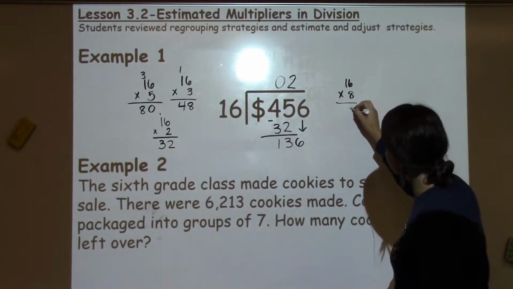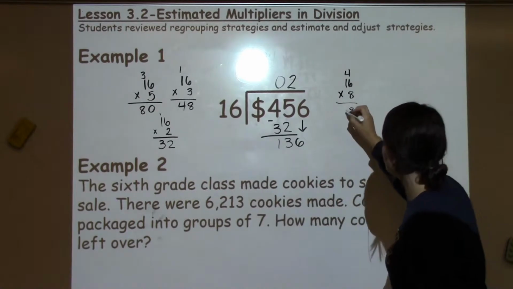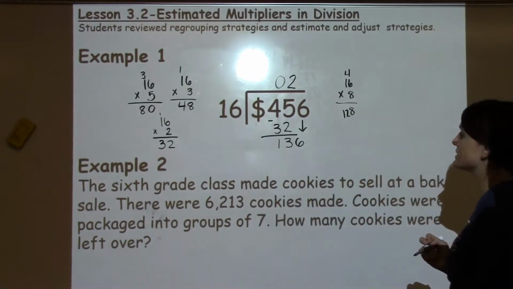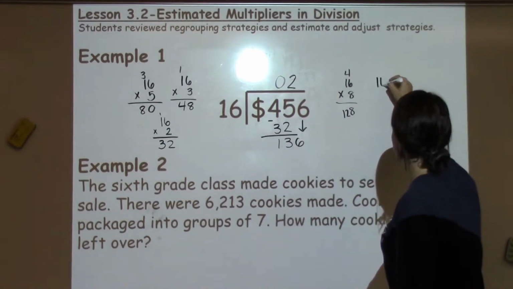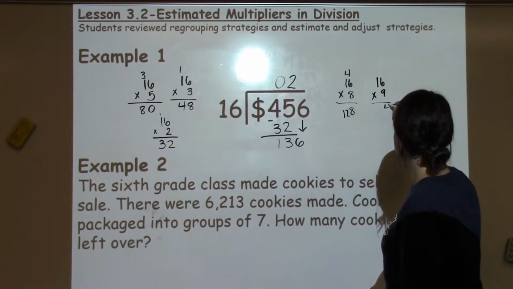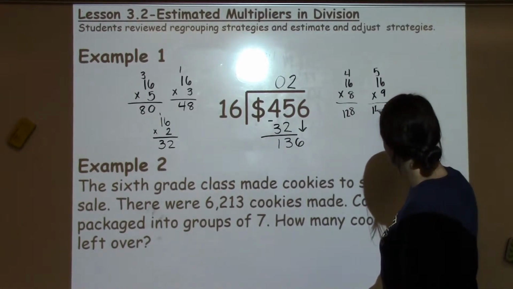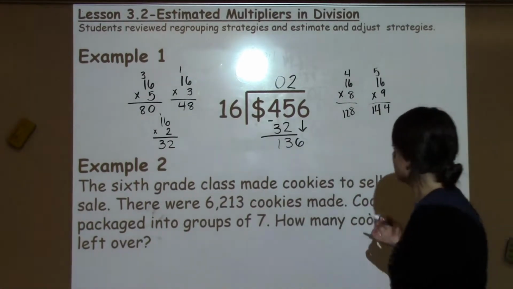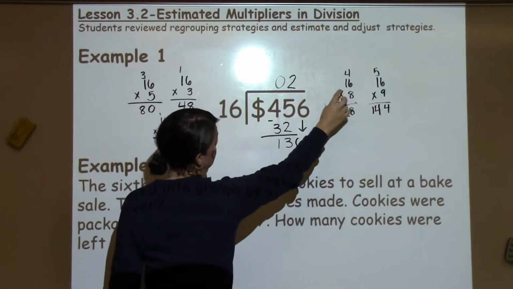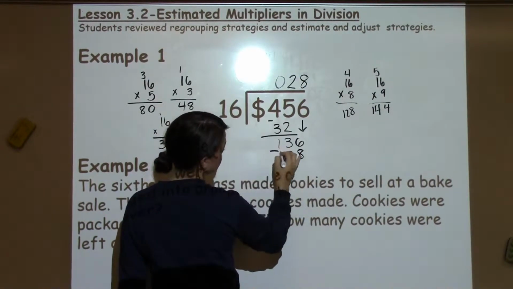8 times 6 is 48. 8 times 1 is 8, plus 4 is 12. And I got 128. Now, that seems really close. But just to make sure I can't get any closer, I'm going to try 16 times 9. 9 times 1 is 9, plus 5 is 14. So it would be 144, which is too much. So I do want to stick with 16 times 8 to get 128.